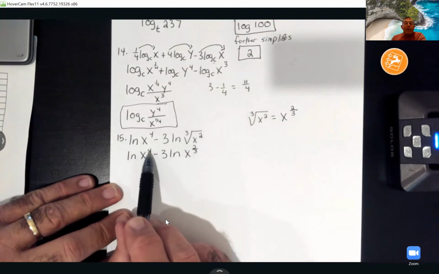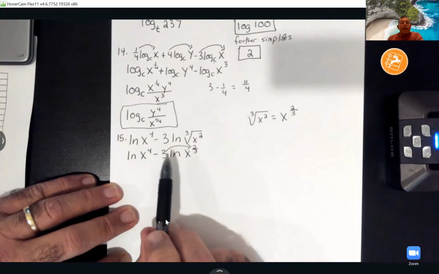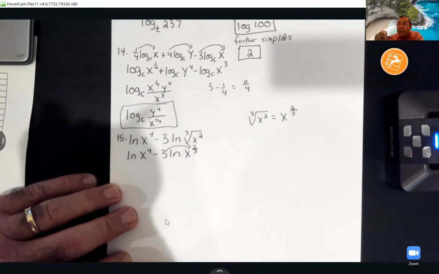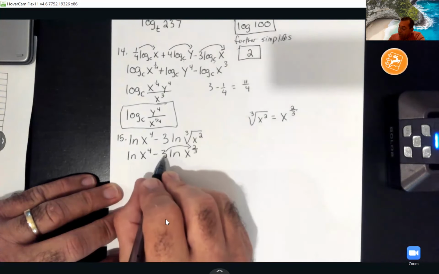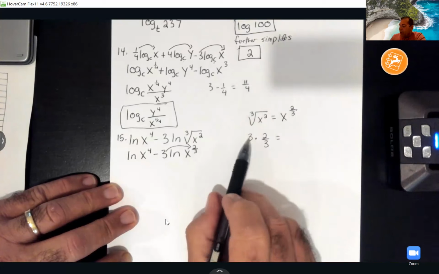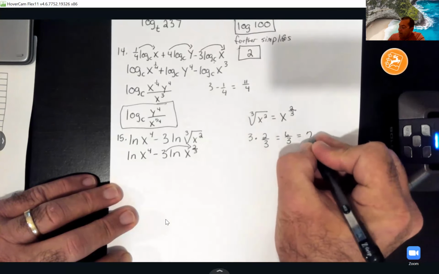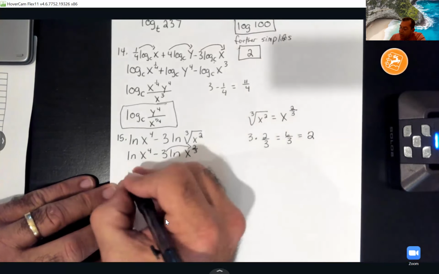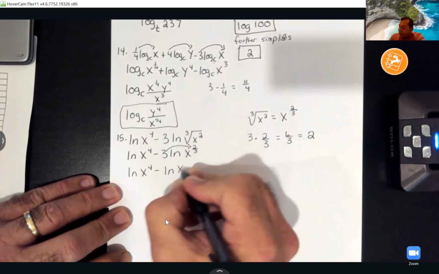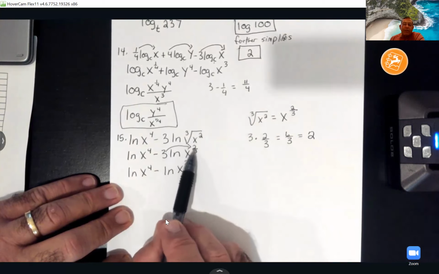Now, this exponent's already up here, but this 3, we have to bring the 3 back up. And when you bring up an exponent and there's already an exponent there, you multiply those exponents. So we got to figure out what 3 times 2/3 is. Well, that's going to be 3 times 2 is 6/3, and that 6/3 will simplify to a 2. So this gives me ln of x to the 4th minus ln of x squared. Basically you brought the 3 up, they canceled, and all that was left was the 2.